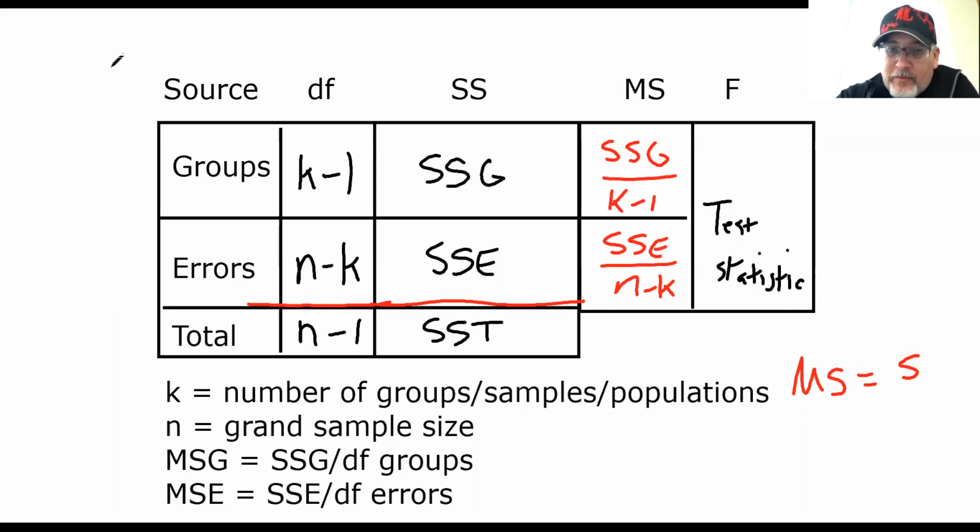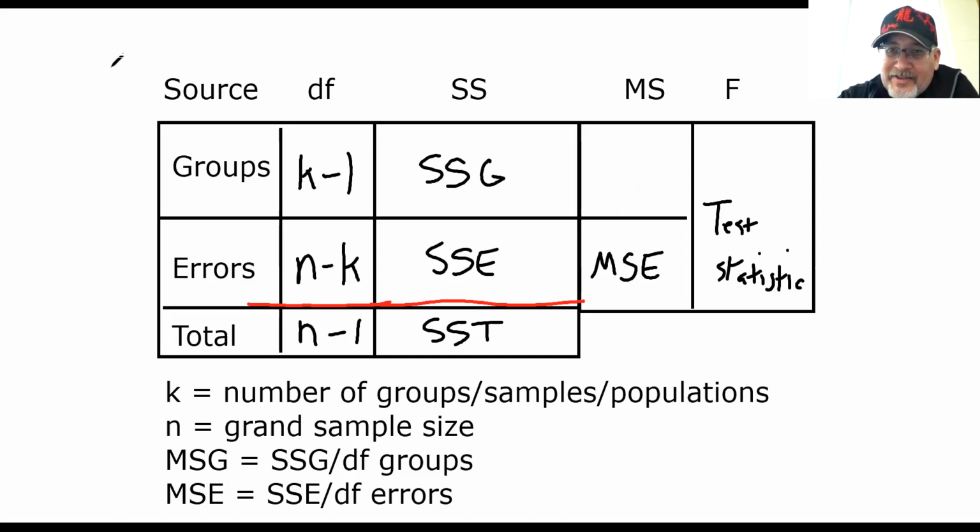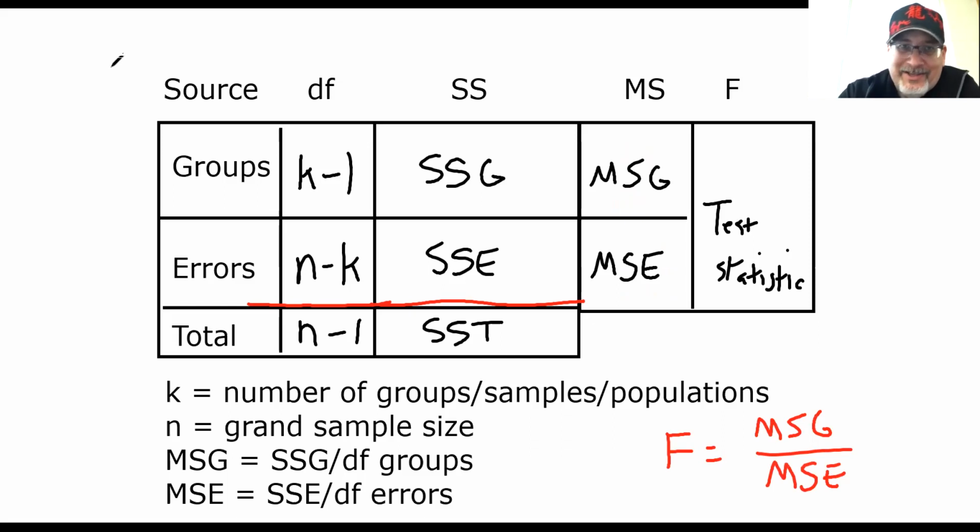And the reason you don't do it for the total, I'm going to restore this back to what it was, is when you calculate the test statistic, that's the last thing that you do. The test statistic is simply the ratio of the MS's. I thought about writing the formula inside the table, but I'll just write it down here. The formula for the test statistic is MSG over MSE.